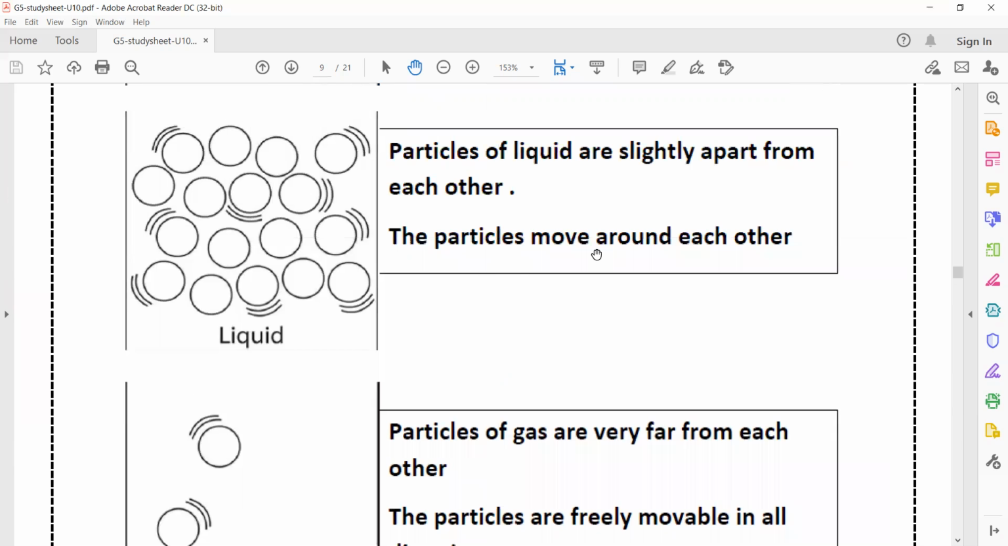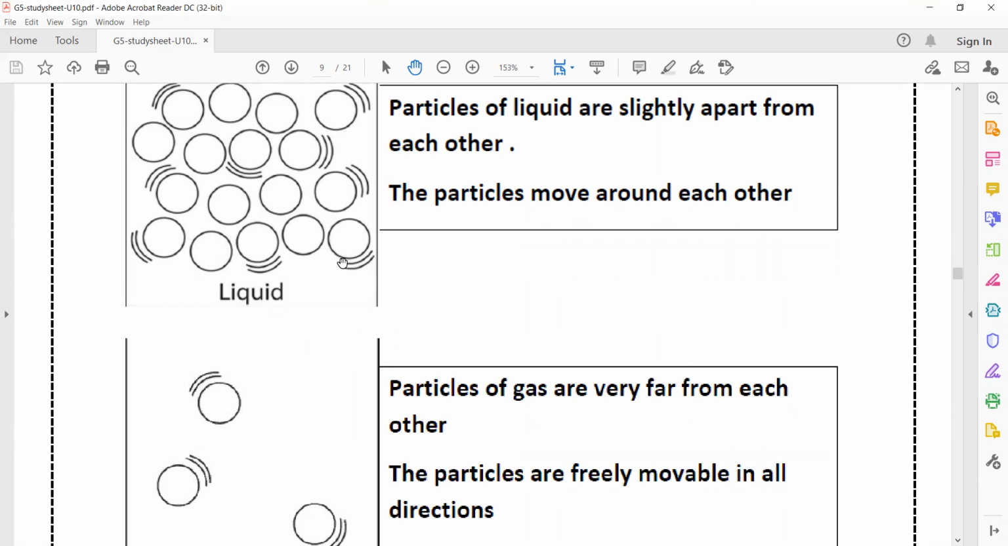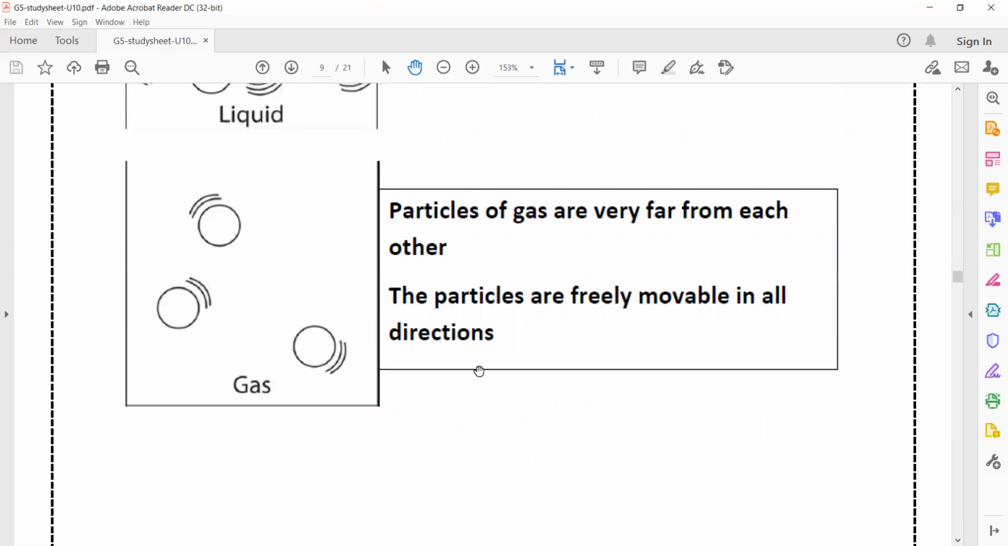But in the liquid state, the particles move around each other. But in the solid state, we said that the particles just vibrate around their position. They do not move from one place to another place, just vibrational motion only. Here they move around each other, and here they are freely movable in all directions.